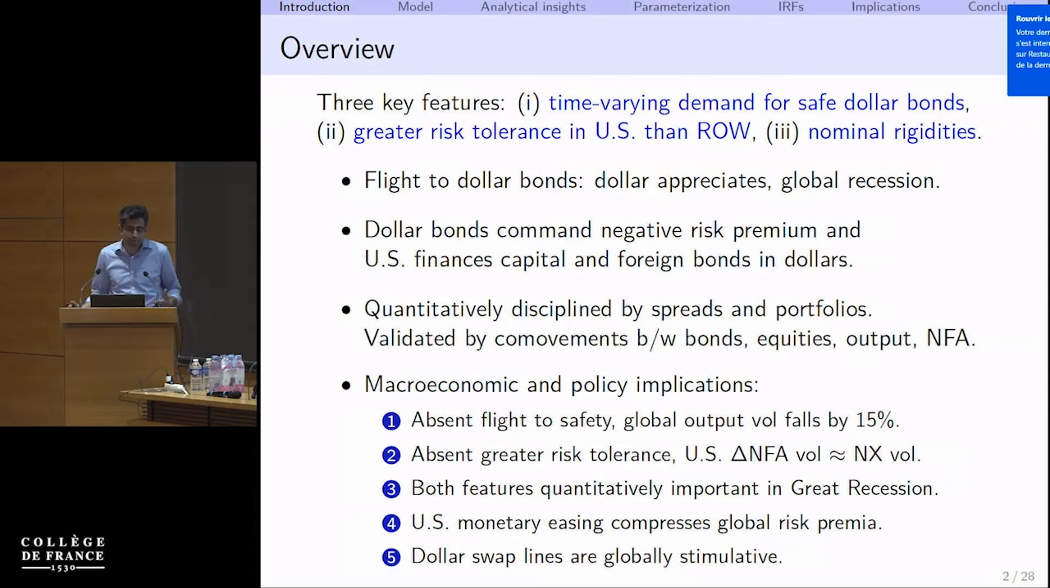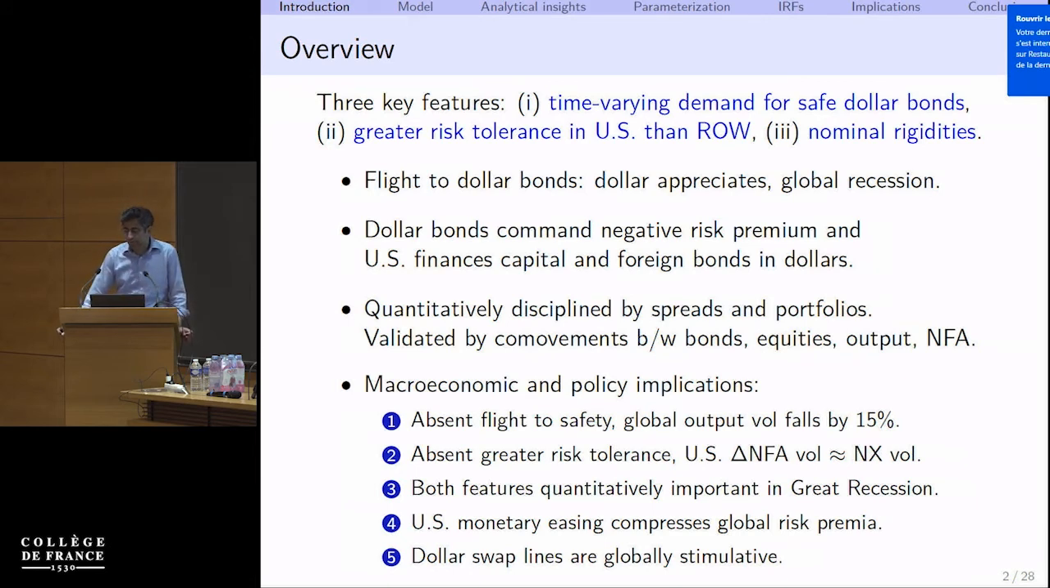In our baseline model, it's the US itself. In natural generalizations with, let's say, banks and households, it's going to be banks that finance themselves in dollars. As relatively risk-tolerant agents get recapitalized, that lowers the global price of risk and that compresses risk premia in ways that would not be the case if it was a foreign monetary policy easing.